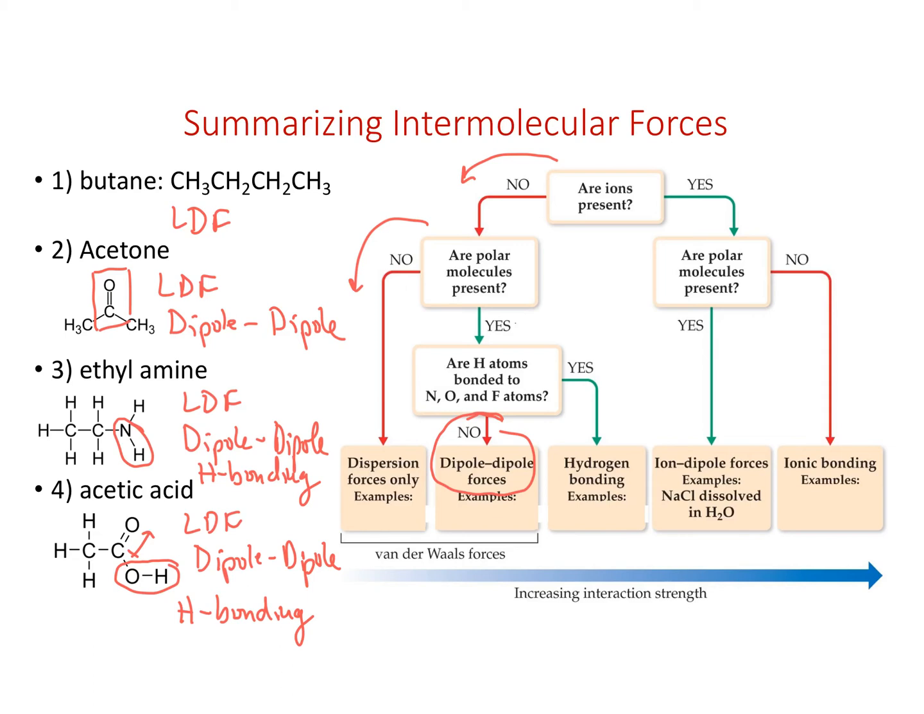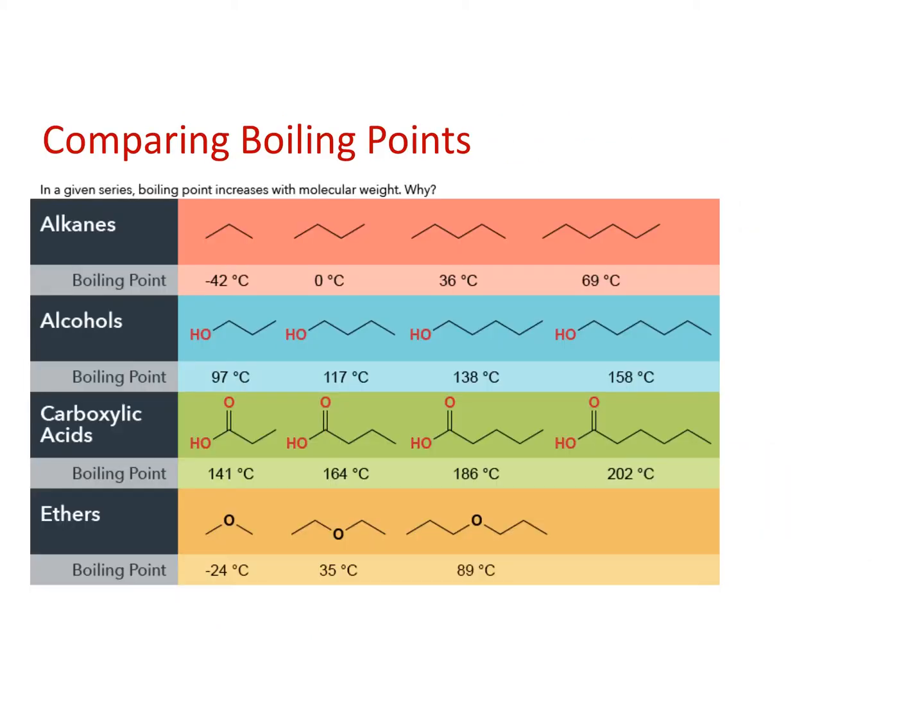So all molecules have London dispersion forces, and then from there we have to figure out, is the molecule polar or not? If it's polar, we're guaranteed to have dipole-dipole forces. If it's polar and has a nitrogen, oxygen, or fluorine bonded to a hydrogen, then I'm going to have hydrogen bonding interactions as well.